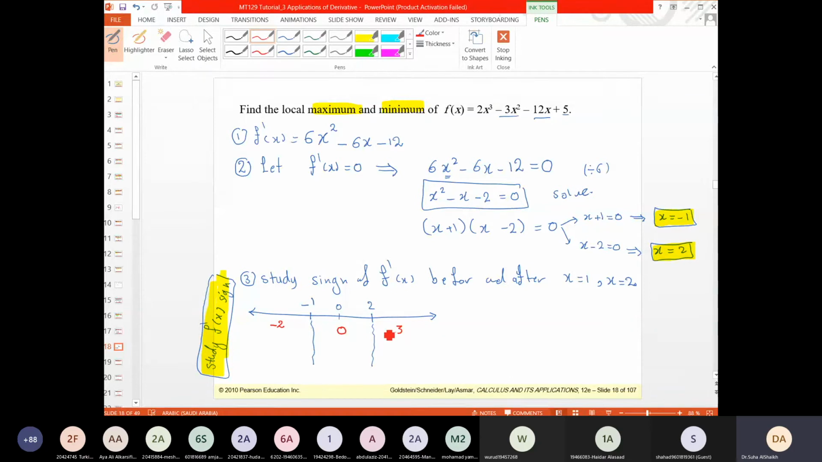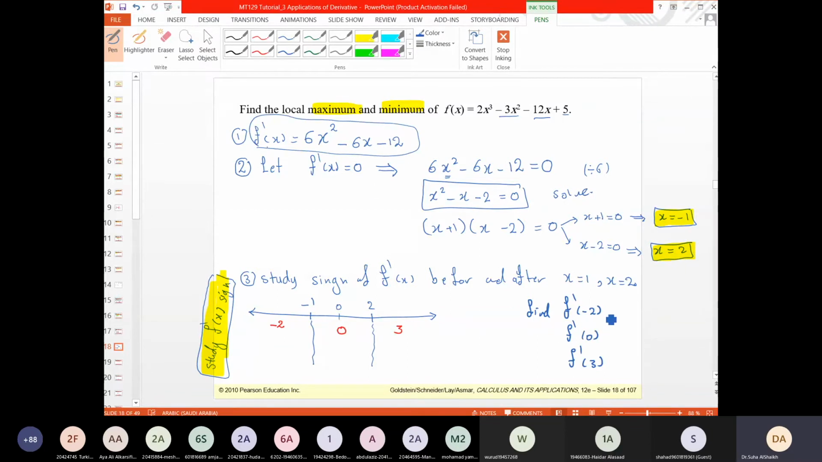Why did I cut my line like this? Because I got the 2 points, -1 and 2. So -1 and 2 made the cuts for me. I take a point before, a point between, and a point after. I'm studying the sign of f dash. So we find f dash at -2, we find f dash at 0, and we find f dash at 3. This is f dash. We got it in number 1.